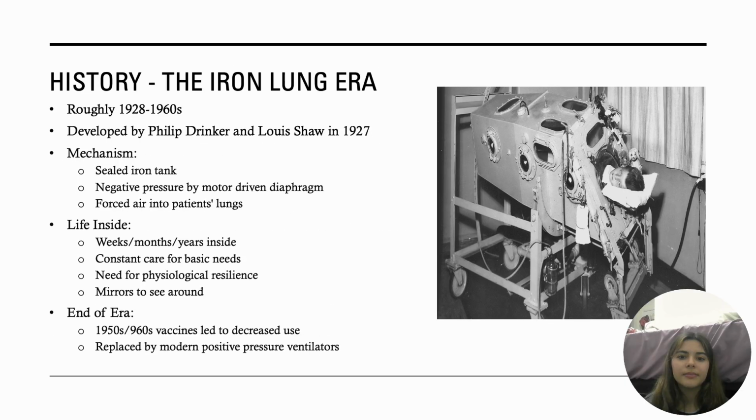Roughly 1928 to the 1960s was known as the polio iron lung era, and the iron lung was developed by Philip Drinker and Louis Shaw in 1927. The mechanism of the iron lung was a sealed iron tank that had negative pressure created by a motor-driven diaphragm, and it essentially forced air into patients' lungs. Patients had to spend weeks, months, or even years inside, depending on how long they lived.